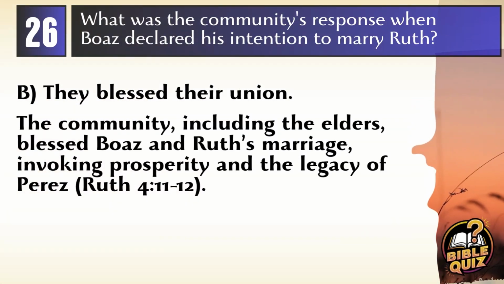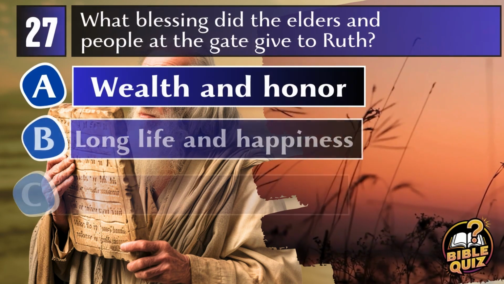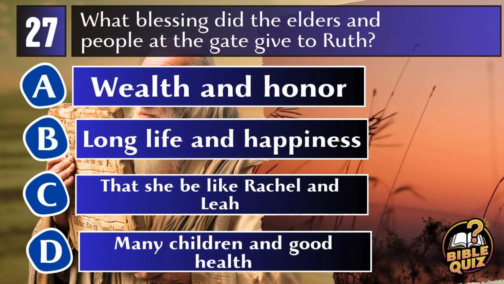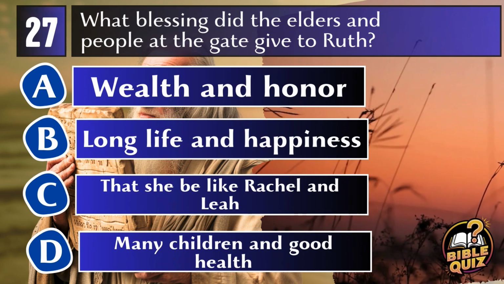Answer: B. They blessed their union. The community at the gate, including the elders and all present, blessed Boaz and Ruth's impending marriage, invoking the Lord's prosperity and the legacy of Perez upon them. Ruth 4:11-12.